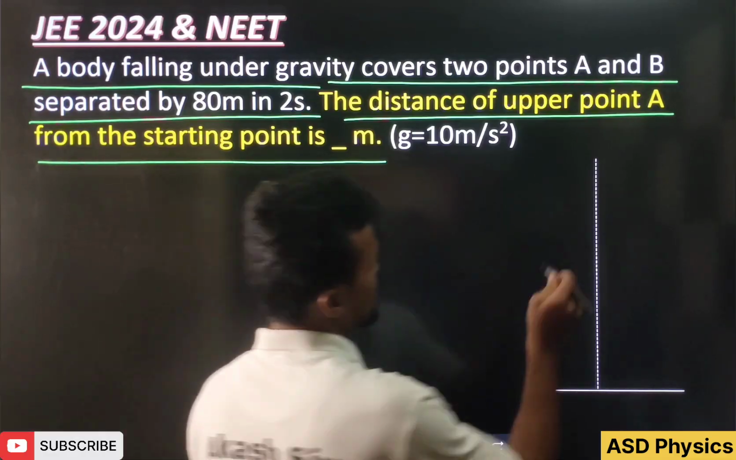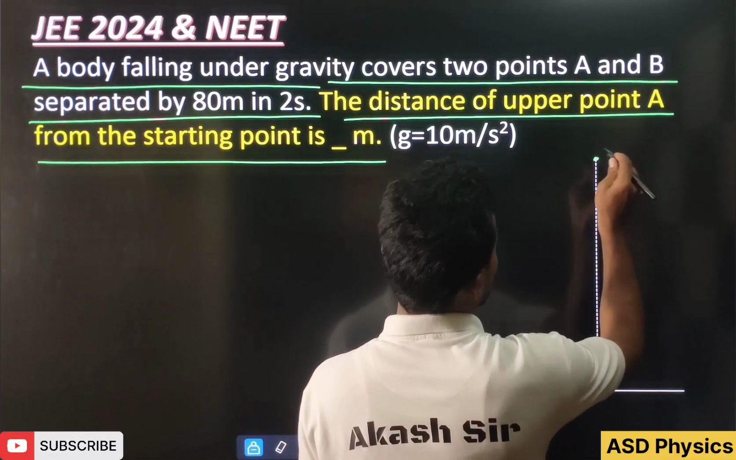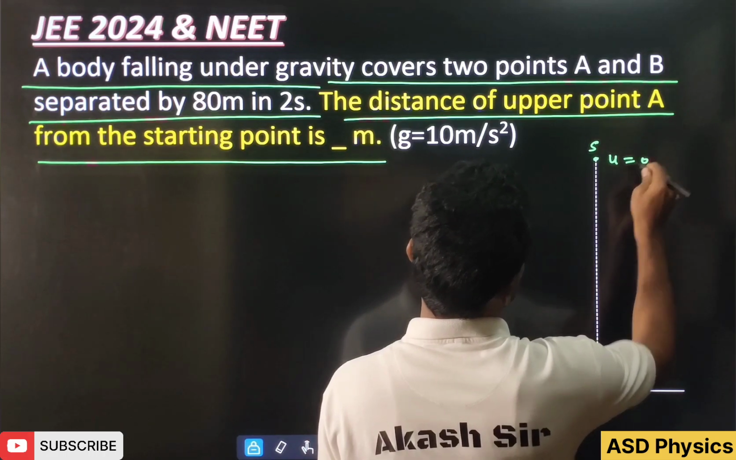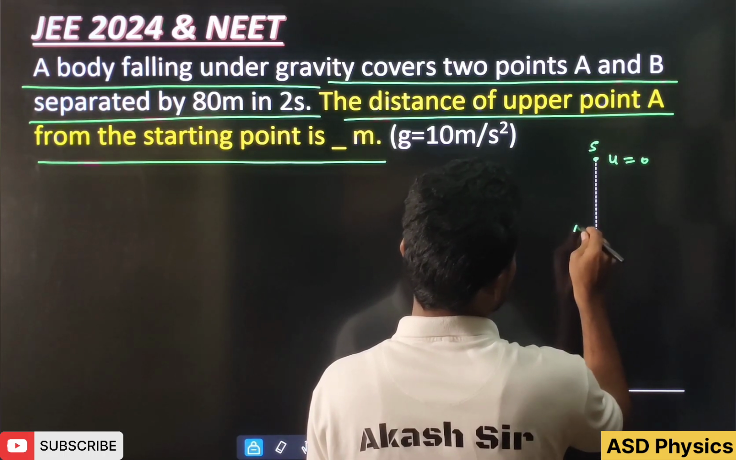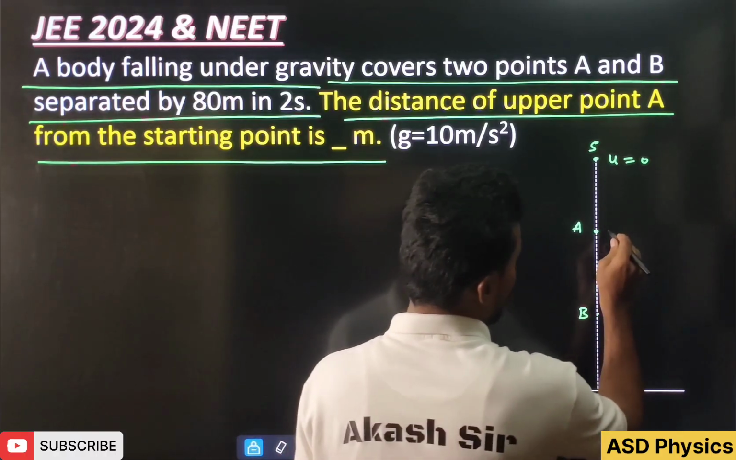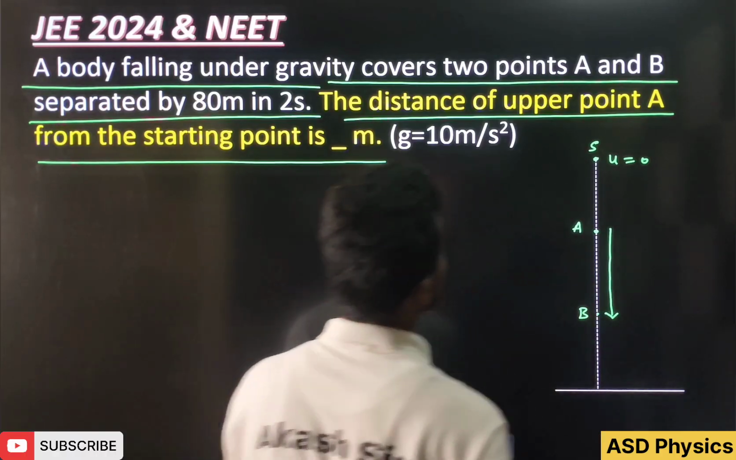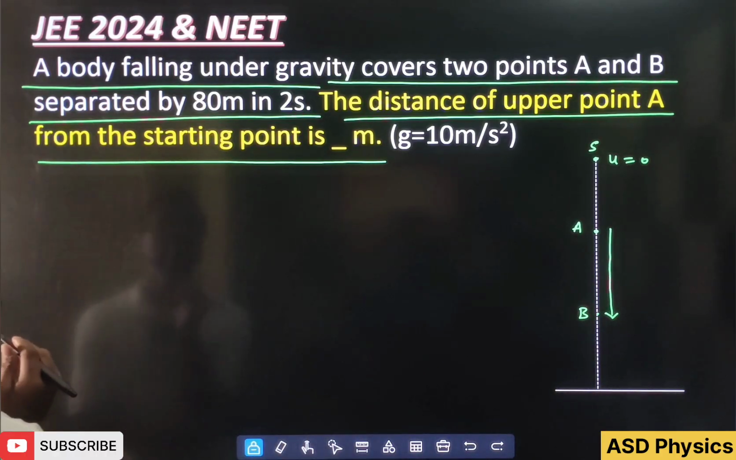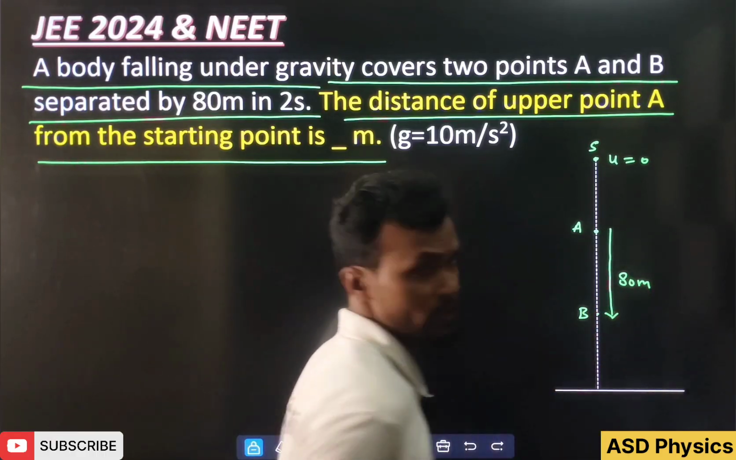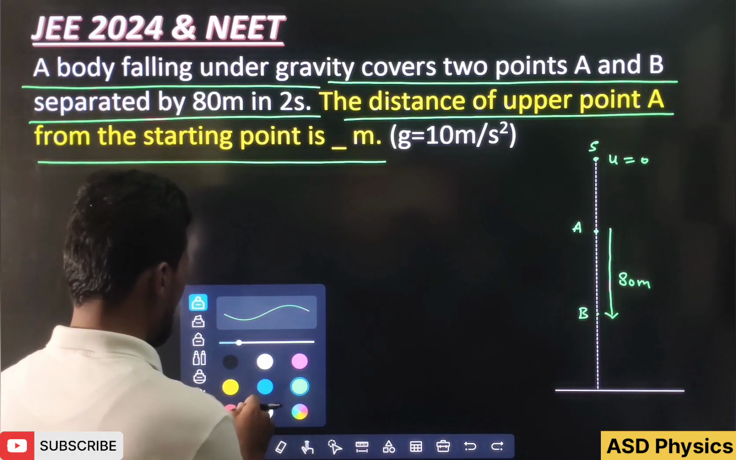Okay, so let's take for example, here somewhere my starting point is S, and here velocity is 0. When it falls, let's take somewhere in the middle A will come, and here B will come. Now, from A to B, how much distance is given here? 80 meter. And the time, how much here?